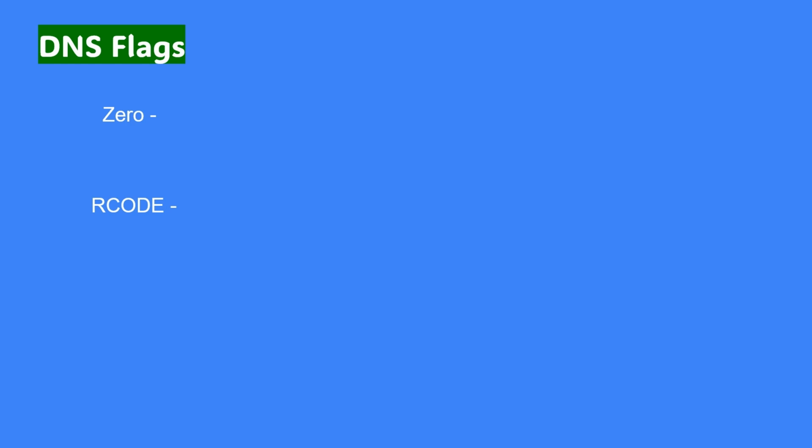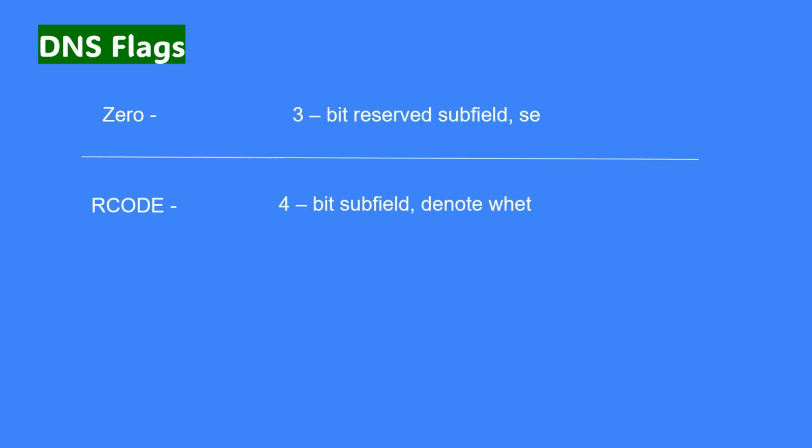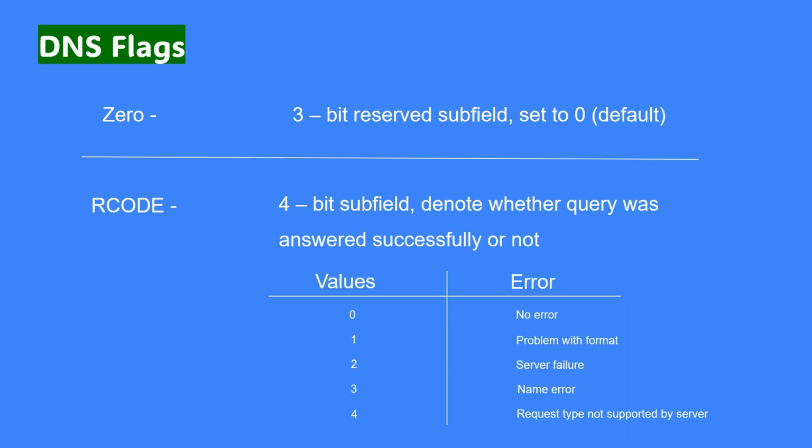Then the last two flags which we have are Z and R code. Z is a simple flag, a 3-bit reserved subfield normally set to 0, and it will come into use if we go into the advanced settings of DNS in order to include protection or security. Only in those cases are we going to use or change anything in Z; otherwise it's set to 0 by default. The name also defines it as zero.